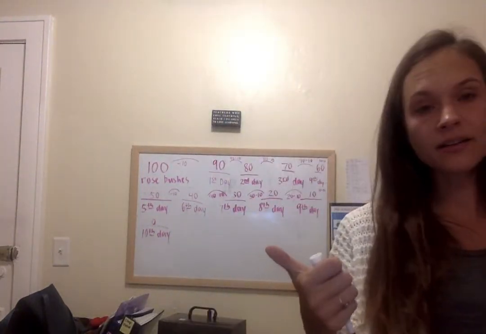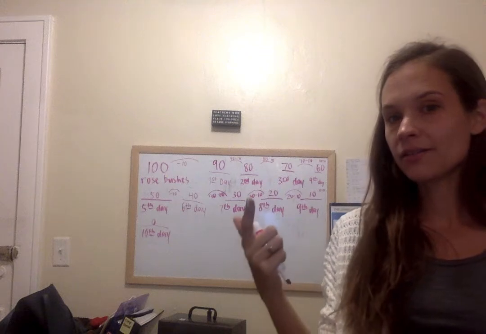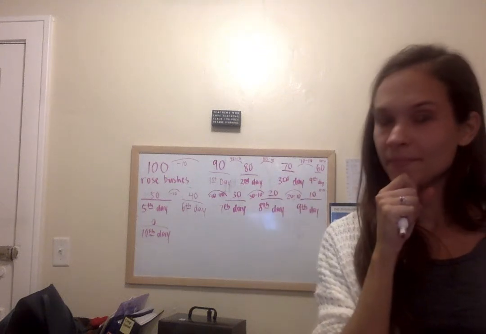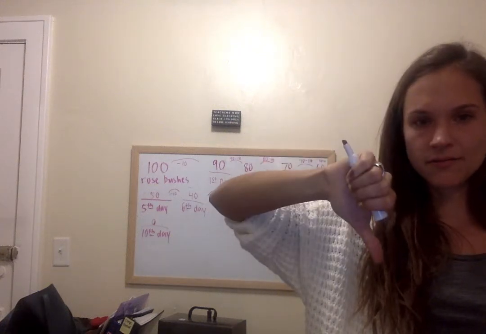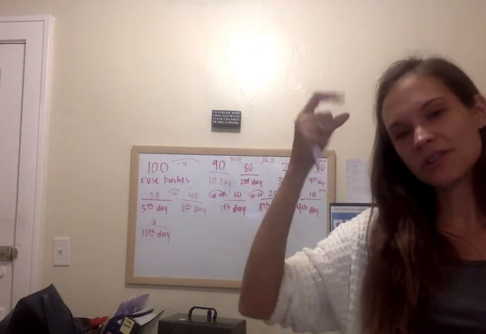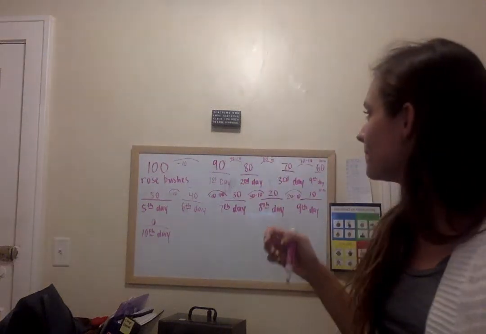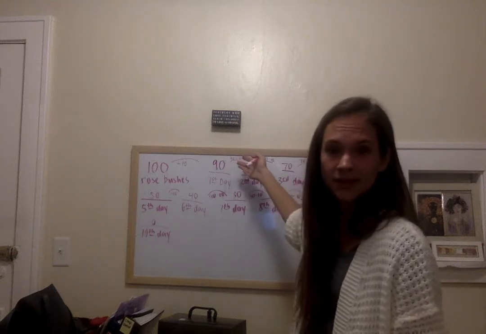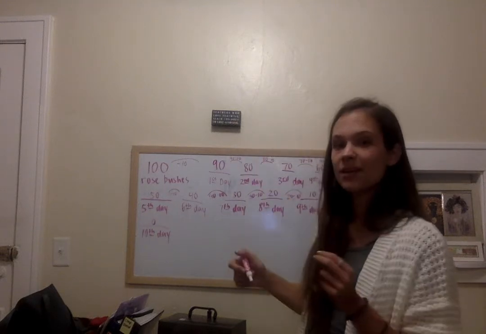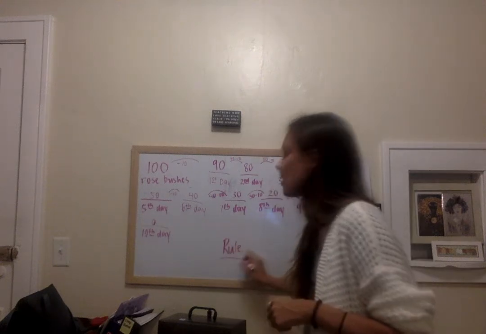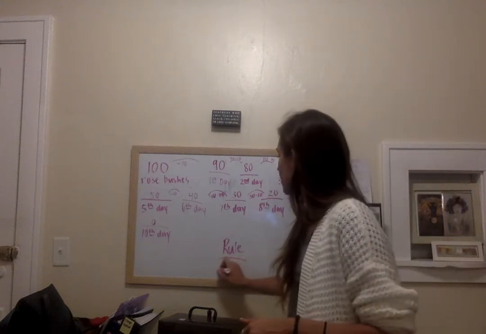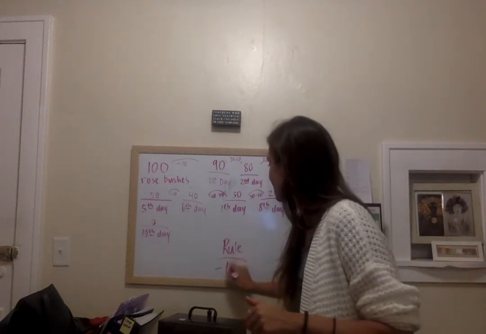Would you say this is an example of a repeating pattern, a growing pattern, or a shrinking pattern? What happened to the numbers every time? Did they go up? Did they go down? Did we add to 100 or did we subtract from 100? What did we do? We subtracted every time, didn't we? So we know that it is a shrinking pattern. And what was our rule? Our rule was minus what? Minus 10. Good. All right.